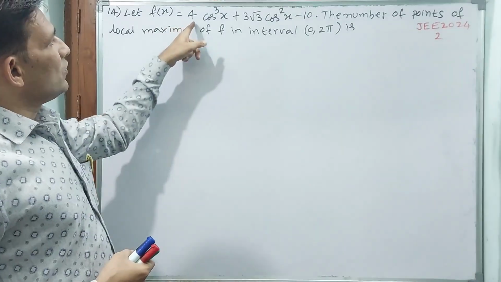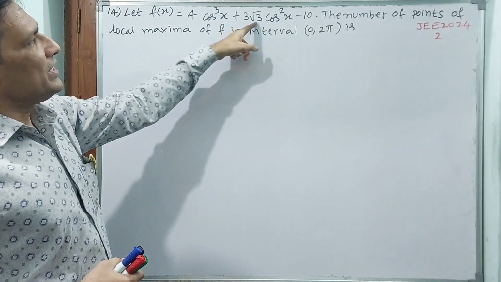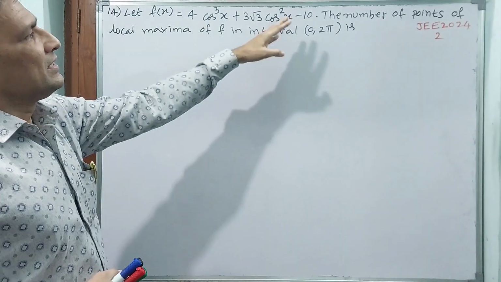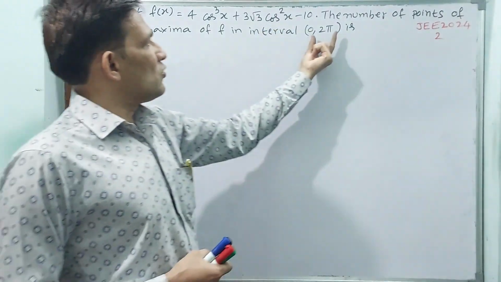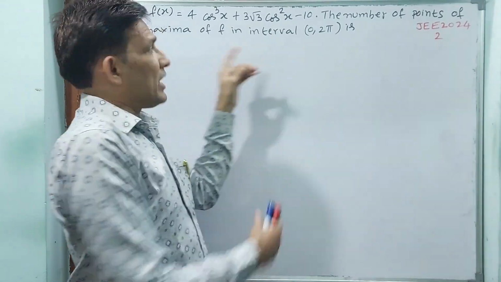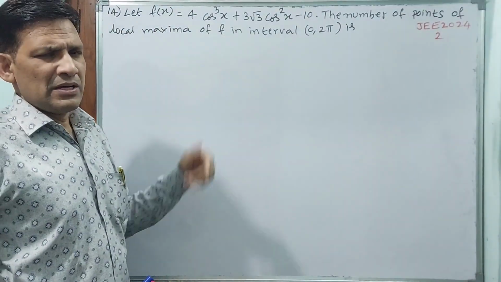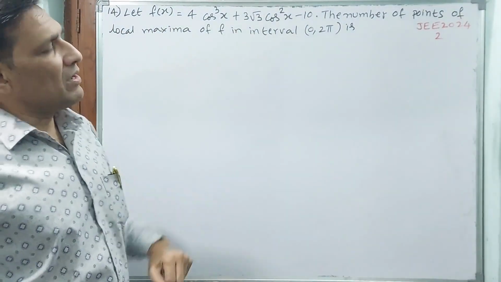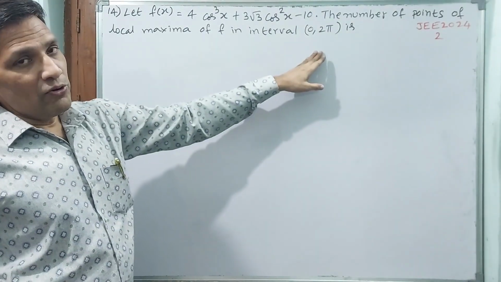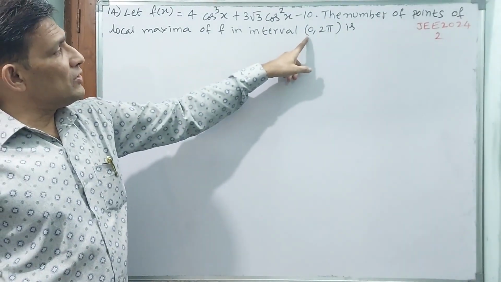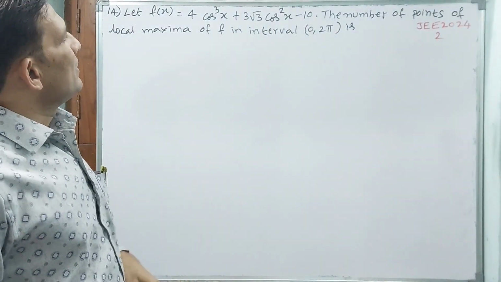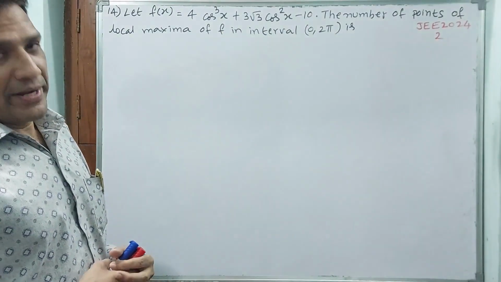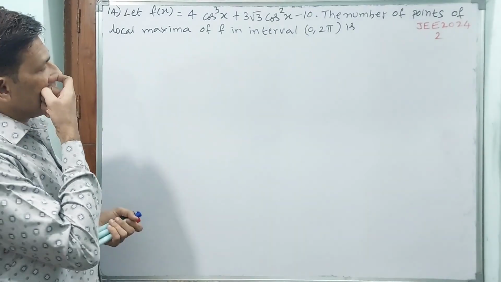Let f(x) = 4 cos³x + 3√3 cos²x − 10. Find the number of points of local maxima of f in the interval (0, 2π). That means within this limit we are finding local maxima, but only this interval you have to take. Observe carefully, 0 and 2π you should not take. This is an open interval. And how many maximum points are there?